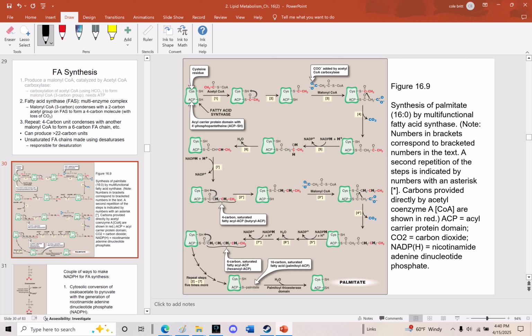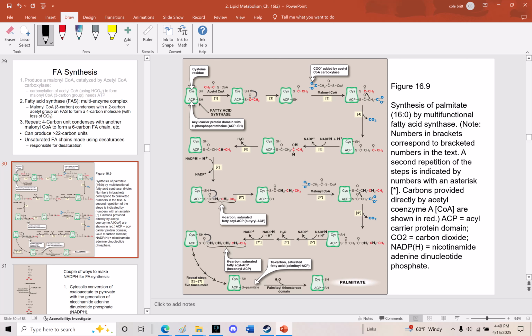So the fatty acid synthase itself, this really cool enzyme, does a lot of things. It takes this malonyl-CoA and it condenses it with another acetyl-CoA, and here we have repeat. So in this 2, 3, 4, 5, 6, 7, we just keep repeating these first 7 steps over and over and over. And you don't have to memorize these 7 steps. This is what I want you to know.